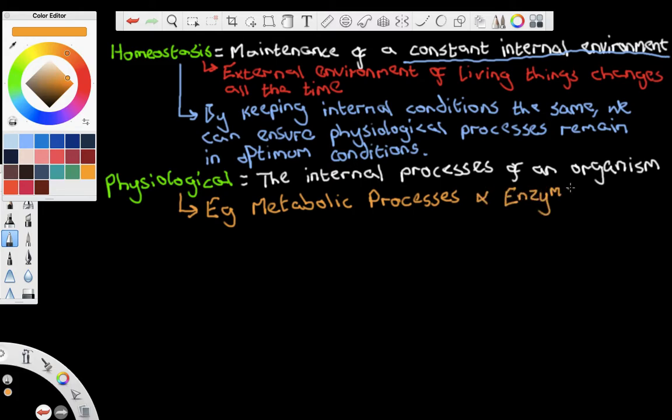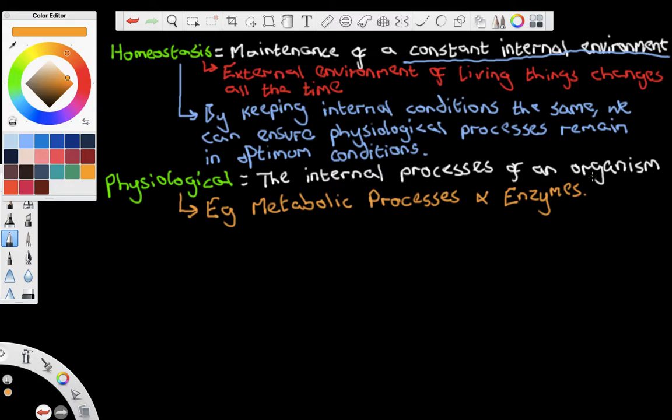Okay? So we've said that homeostasis is the maintenance of a constant internal environment. The external environment of living things is changing all the time. By keeping conditions internally constant, we can ensure that physiological processes remain in their optimum conditions and therefore happen at the correct rate. Physiological is defined as the internal processes of an organism, such as the metabolic processes and enzymes.